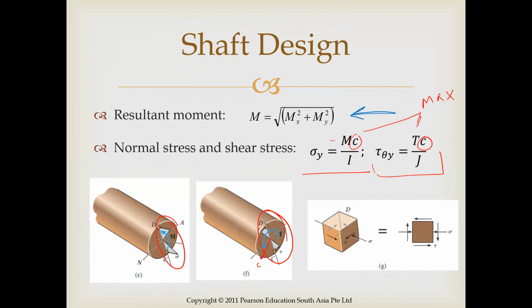Here you can see a summary of your stress state. You have the shear stress from the torsion, and then you have the normal stress from the bending. And you can show that as a plane stress state.